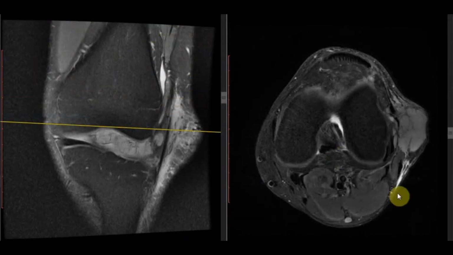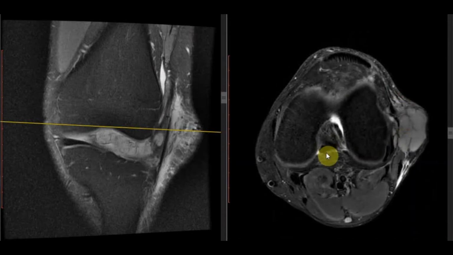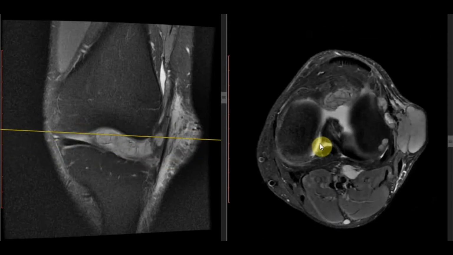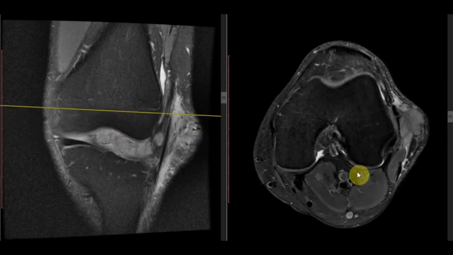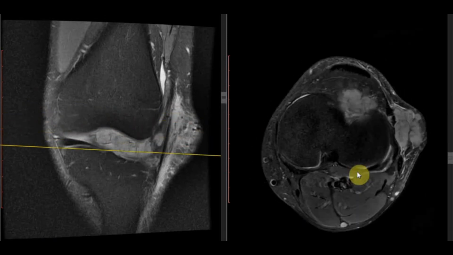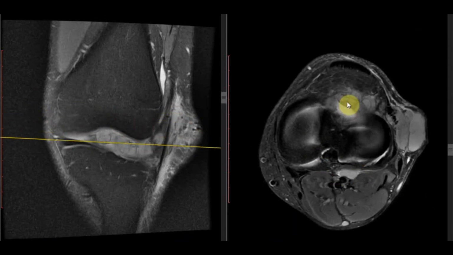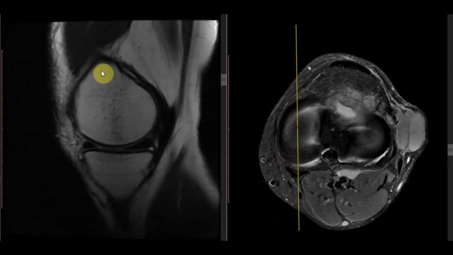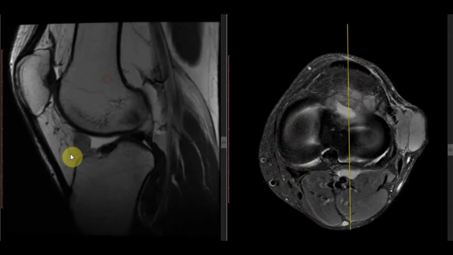So you can see there is an infiltrative lesion having a solid component, and this is infiltrating the iliotibial tract. This is the iliotibial tract, and the lesion is infiltrating it and getting inside the joint cavity, and it is reaching up to the Hoffa's fat pad. So you can see presence of this lesion within the Hoffa's fat pad.